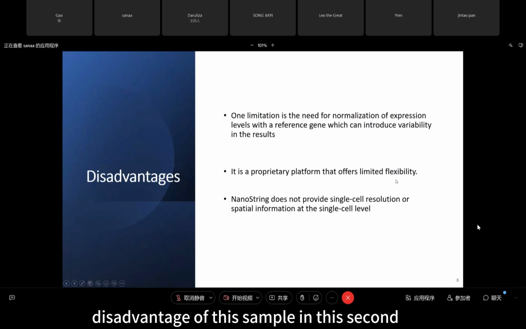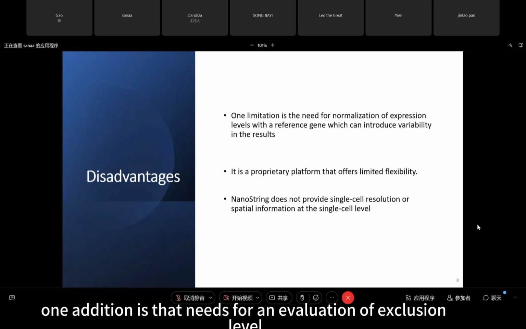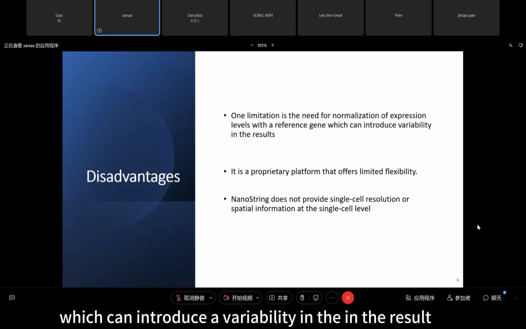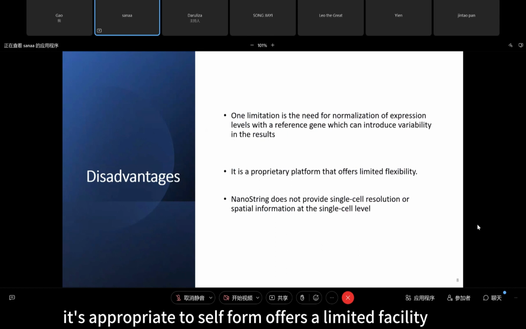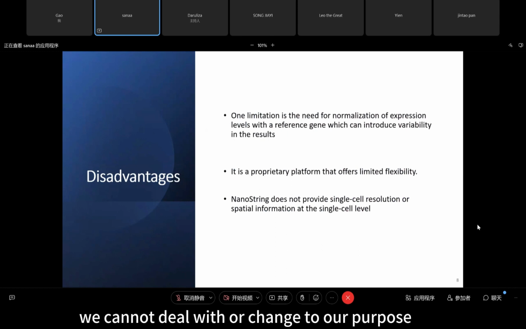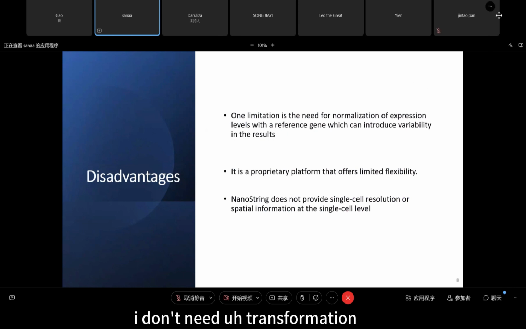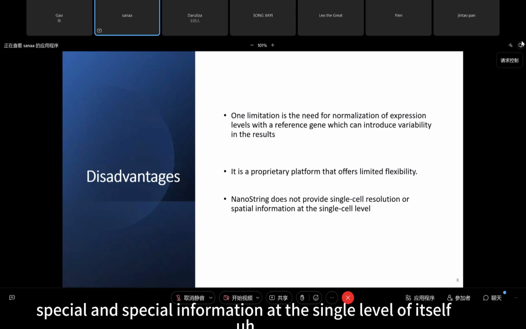Disadvantages of this technique: one limitation is the need for normalization of expression level with a reference gene, which can introduce variability in the result. It's a proprietary platform that offers limited flexibility. It's not customizable, so we cannot change it to our purpose. Nanostring doesn't provide single cell resolution for single cell mutation or any change in the RNA transcriptome, or spatial information at the single cell level.